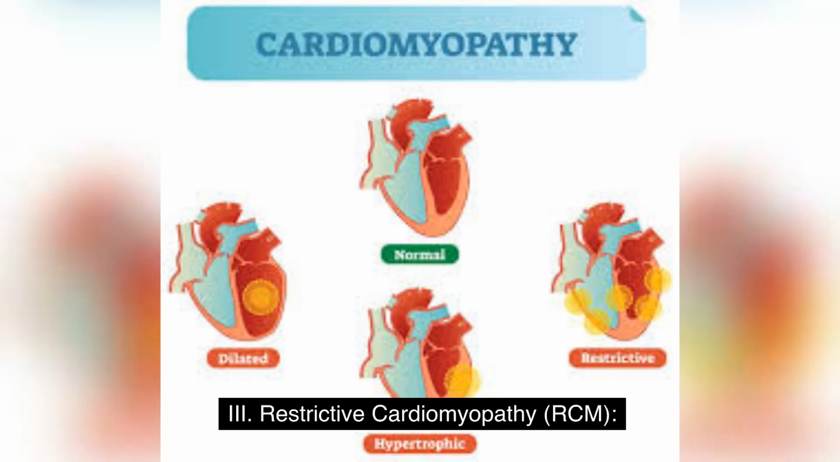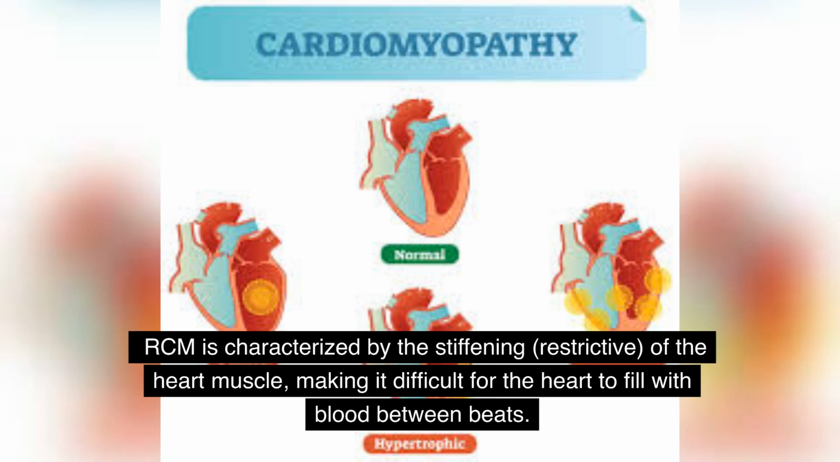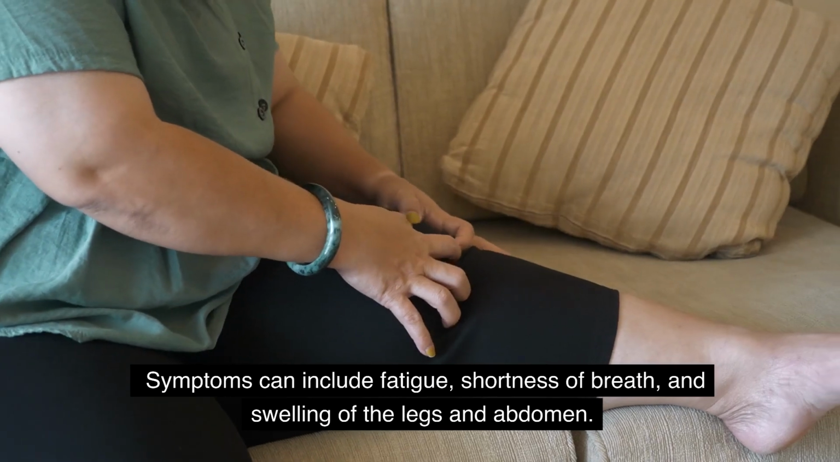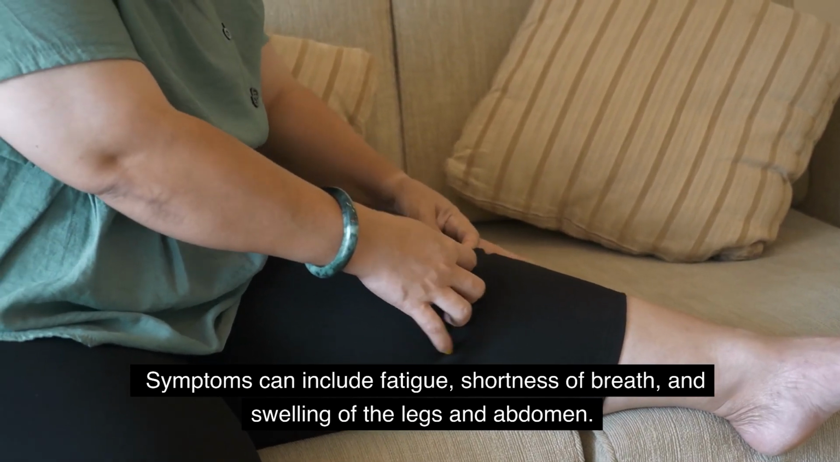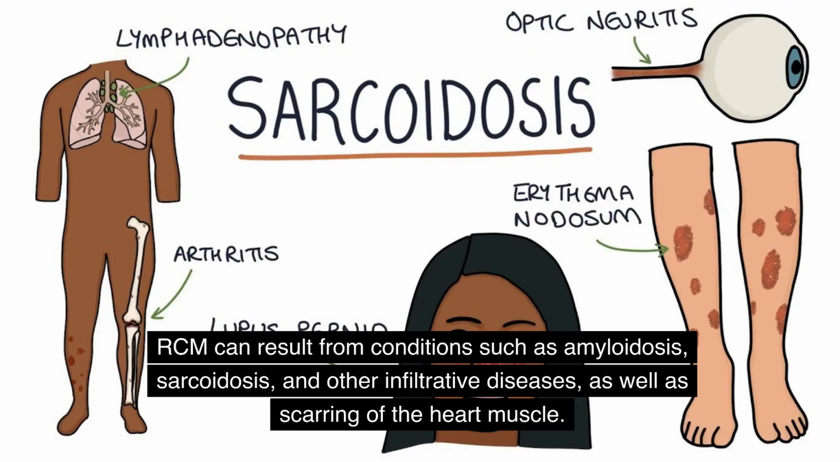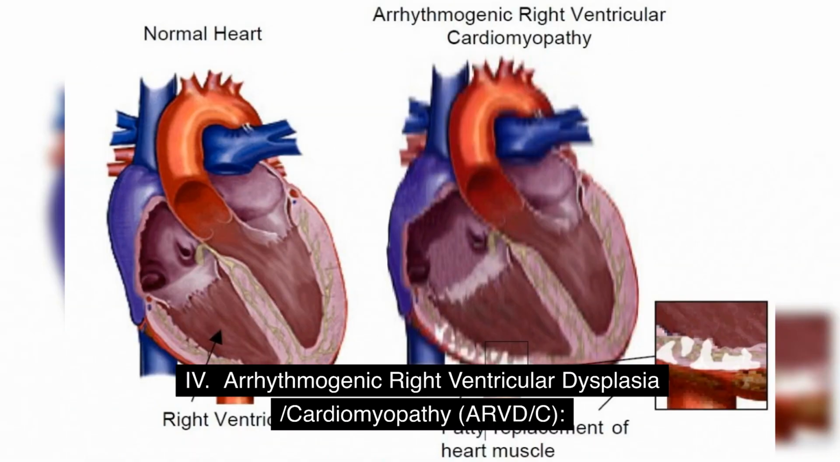3. Restrictive cardiomyopathy, RCM. RCM is characterized by the stiffening, restrictive, of the heart muscle, making it difficult for the heart to fill with blood between beats. Symptoms can include fatigue, shortness of breath, and swelling of the legs and abdomen. RCM can result from conditions such as amyloidosis, sarcoidosis, and other infiltrative diseases, as well as scarring of the heart muscle.